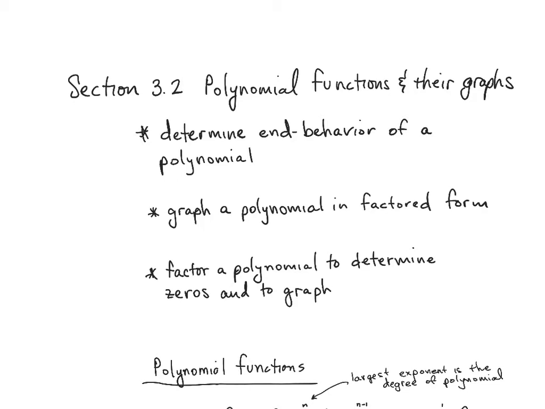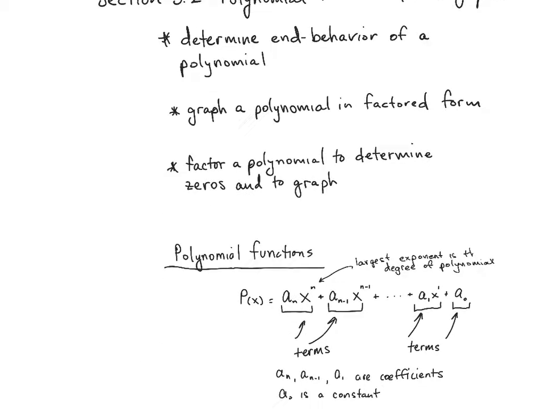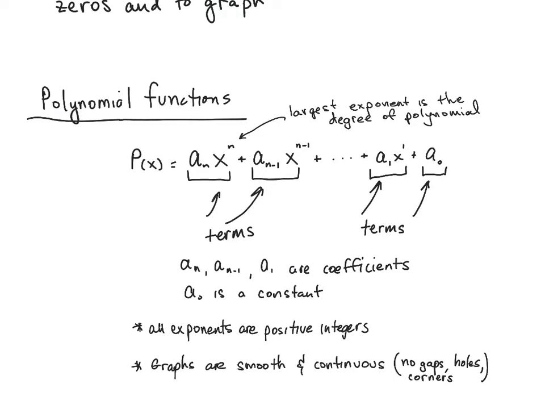So we need to start, though, by talking about what is a polynomial. So polynomial functions. The word poly means many. Nomial you can think of really in this case as terms. So polynomial literally means many terms.